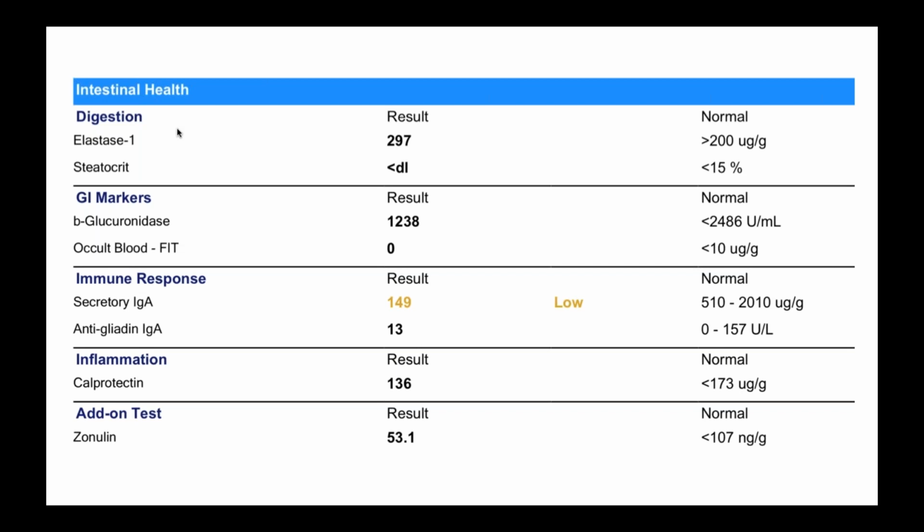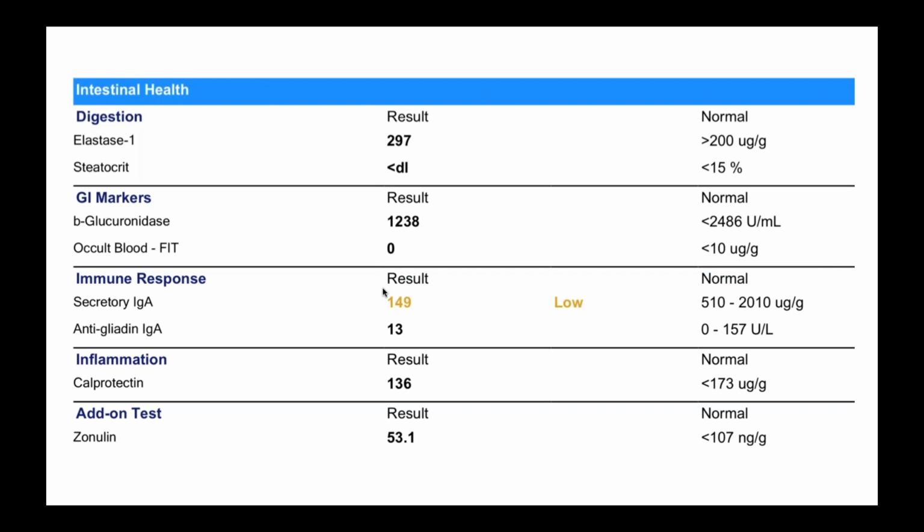So this level of 297 is trending on the low side. Otherwise, his markers are fairly good except for secretory IgA. Now that's something that can be low frequently with low levels of certain types of beneficial bacteria. So it's certainly common, in terms of the overall imbalances, to have overgrowth of certain groups, and then you can have other groups that are deficient.